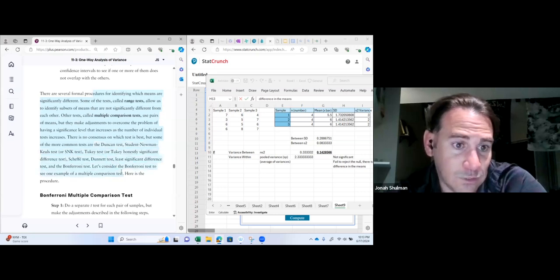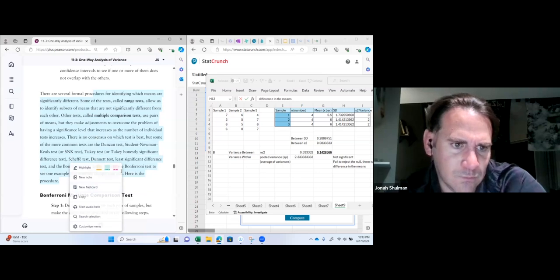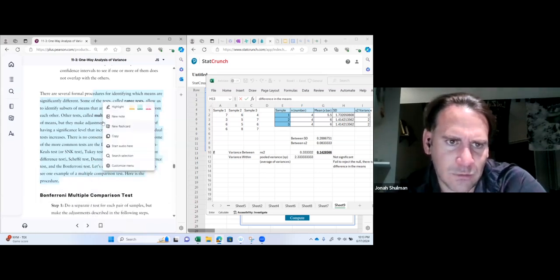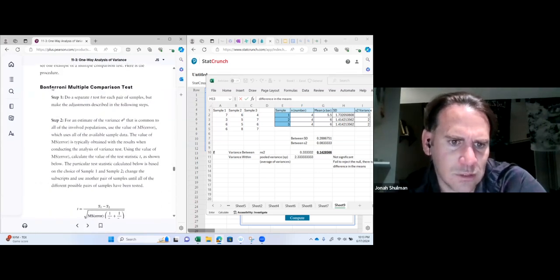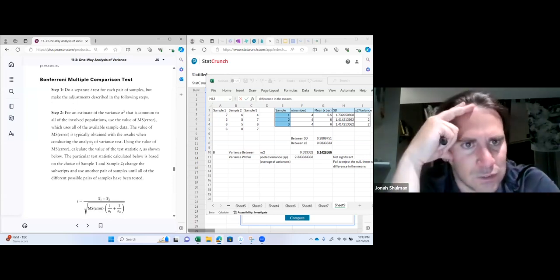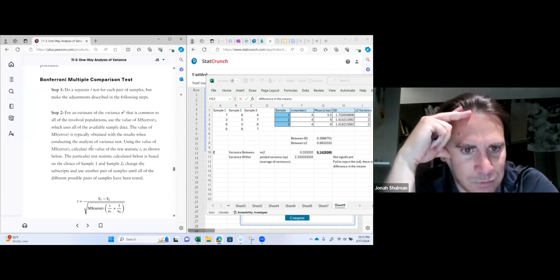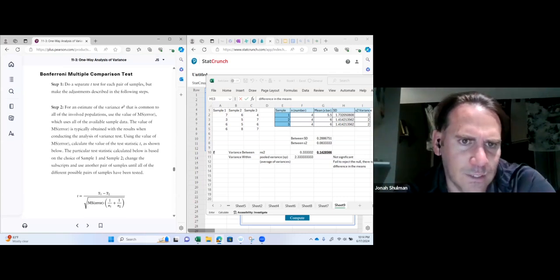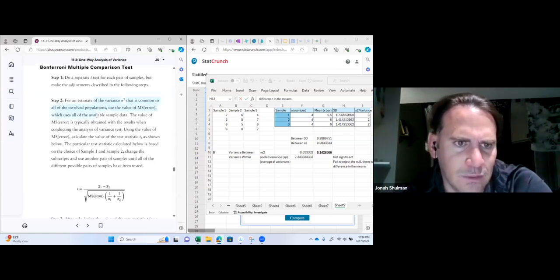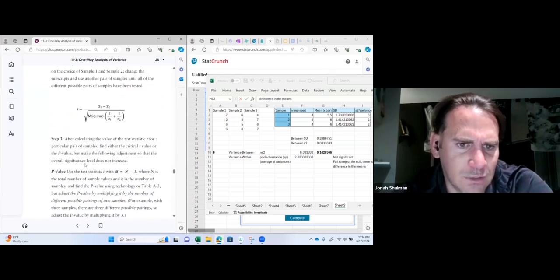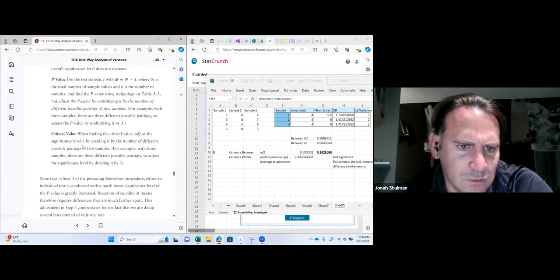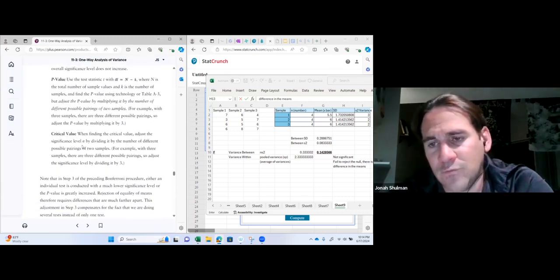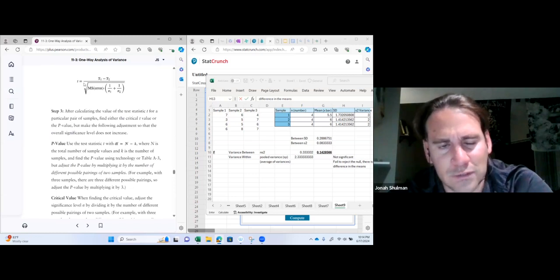Let's consider a Bonferroni test. Okay, so let's look at this one. I've used this one before, but I don't really remember how it works. So let's see what it does. All right, so for the Bonferroni, do a separate t-test for each pair of samples. For the estimate of the variance, we find the means and standard error. We subtract the means and find the error. After calculating the value of the test statistic for a pair of samples, we compare it to the critical value.